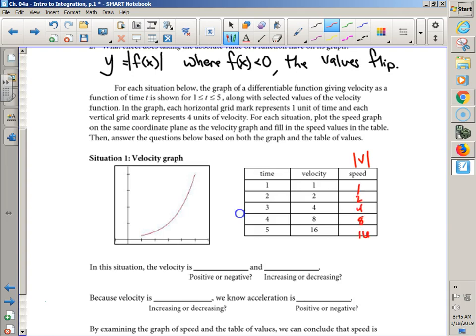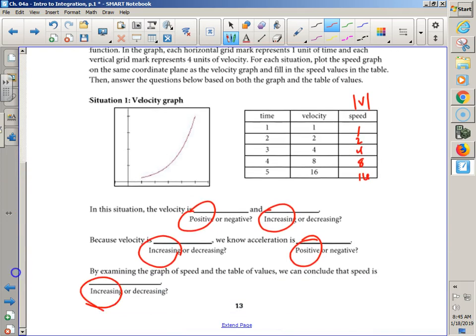Oh, that's silly. Yeah, positives stay the same, no big deal. In this situation, velocity is, what would you guys say, positive or negative? Positive because the values are above, right? So positive and increasing. The positives are getting higher. Because velocity is increasing, what do we know about acceleration's sign? Positive. Velocity is positive, acceleration is positive. Look at the speeds. What's happening? Speed is increasing, aka I'm speeding up. Does that make sense?